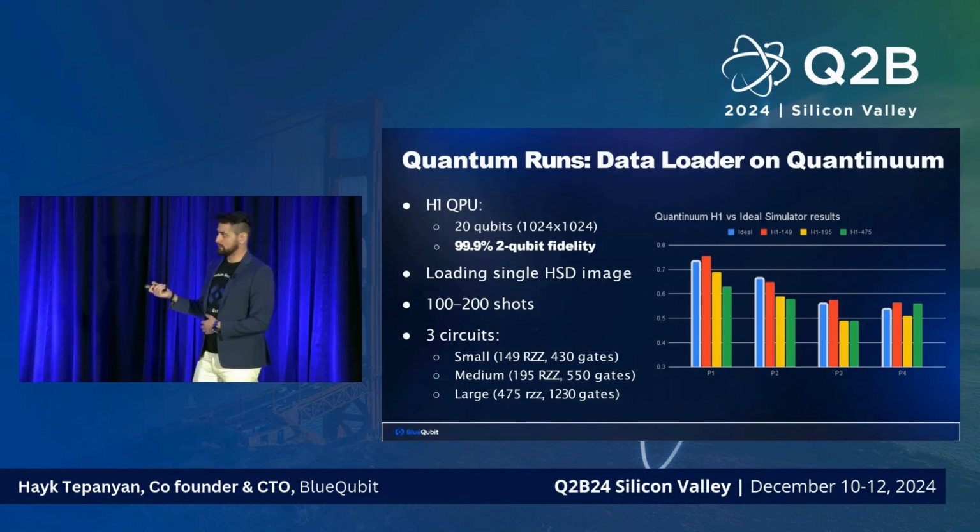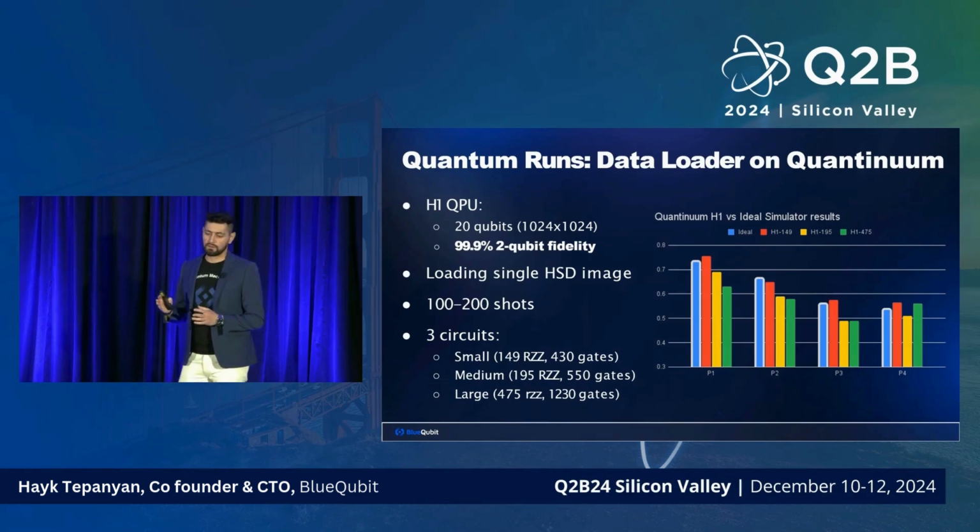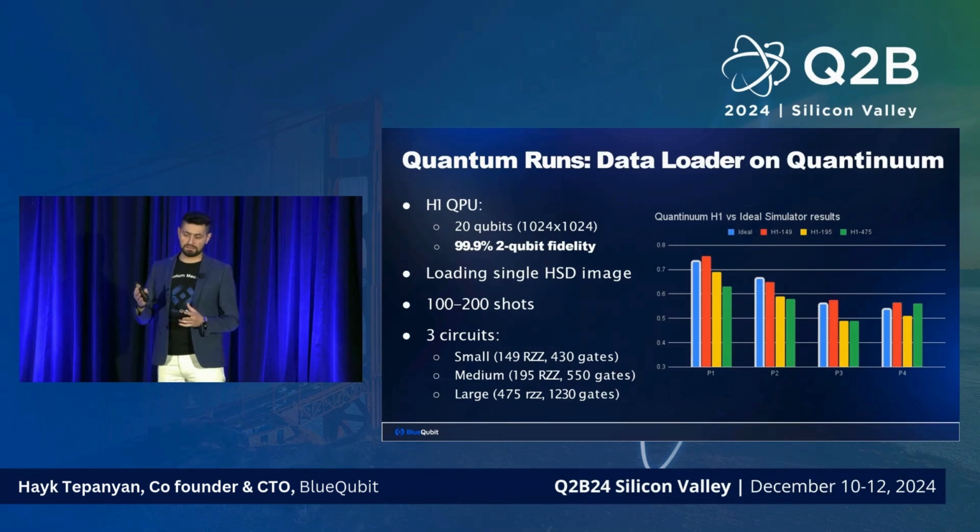We do similar experiments on Quantinuum. The setup is a bit different. We have fewer circuit runs here. Also, we are looking at fewer observables. But again, the y-axis is the metric that we use to compare against the ideal simulation results.